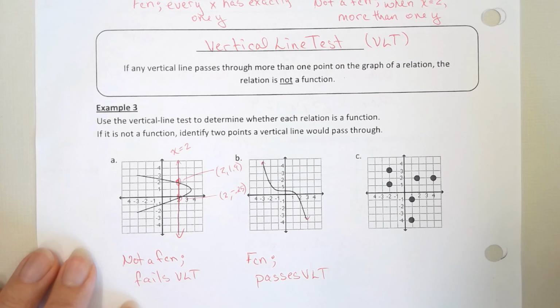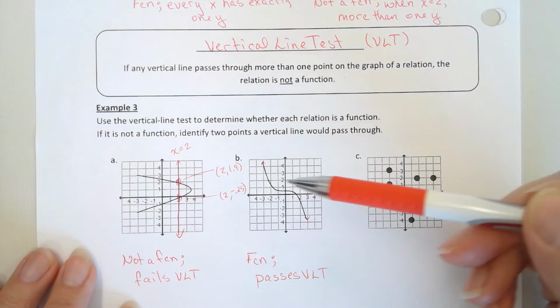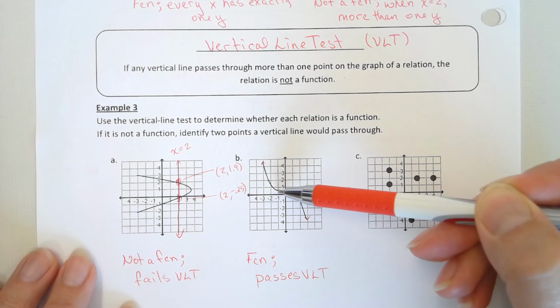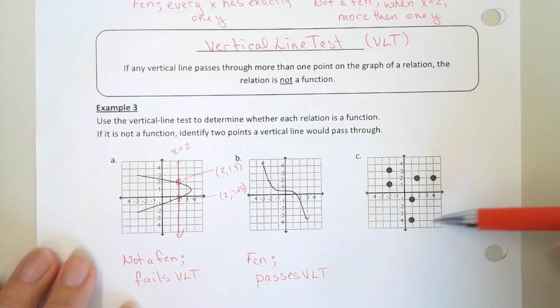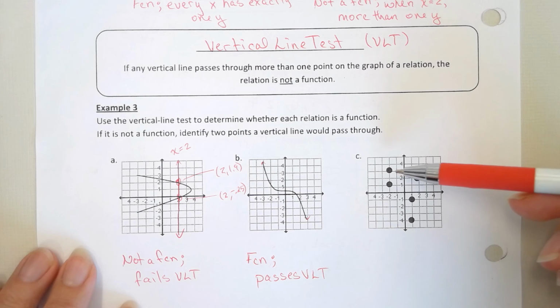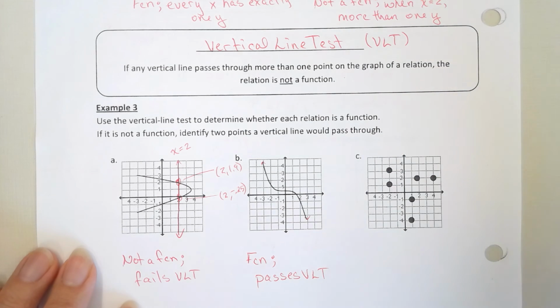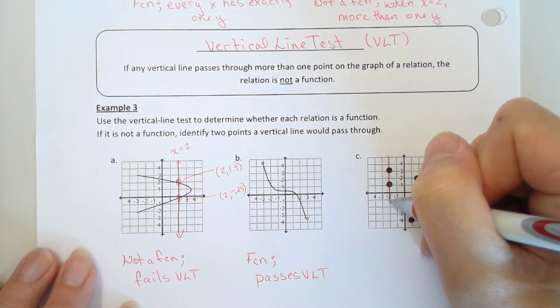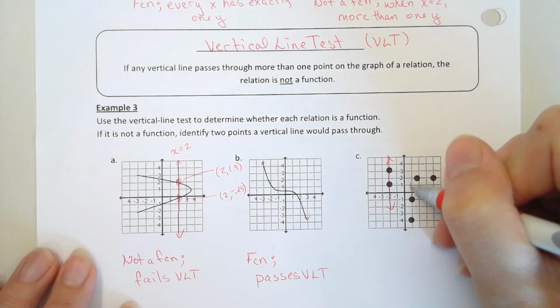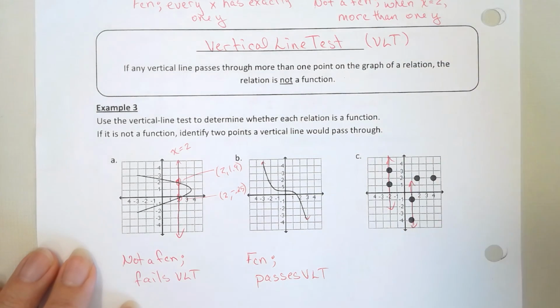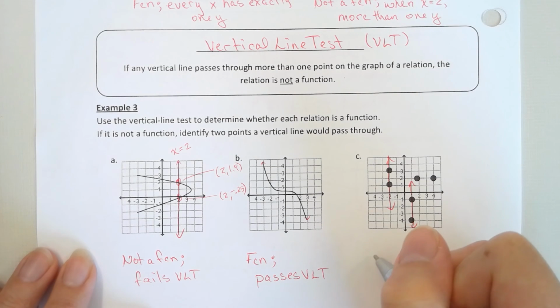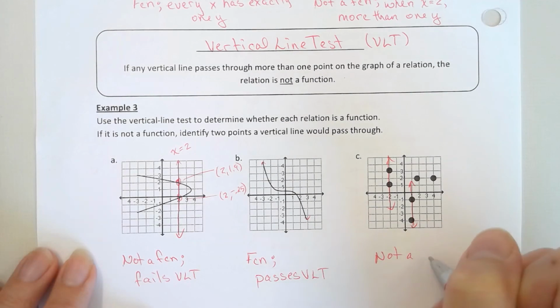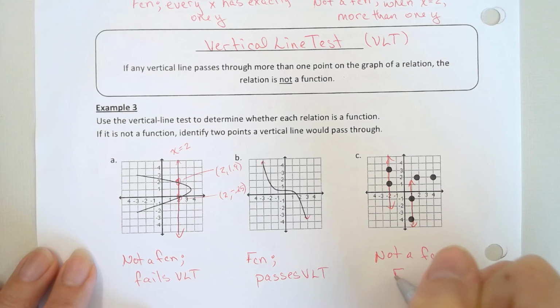So our last one. These are both continuous graphs because the graph is continuous through points. This is considered a discrete graph because we have only these points and they're not connected, so it's not continuous. This also fails the vertical line test. Actually, it fails it in 2 places. Okay? So this is not a function because it fails the vertical line test.